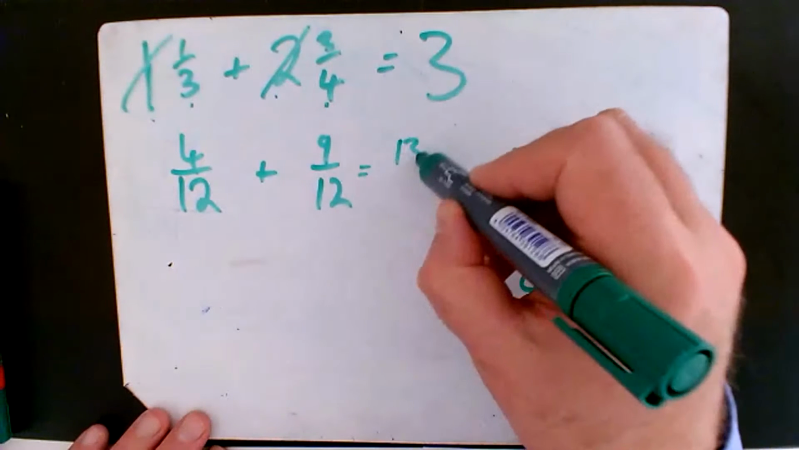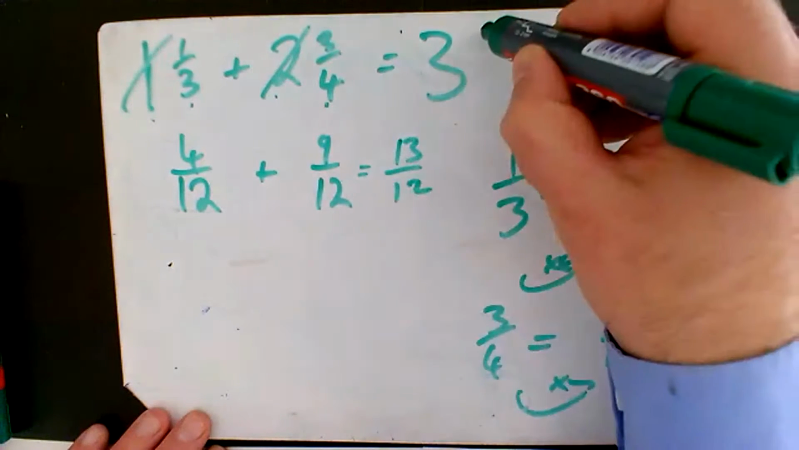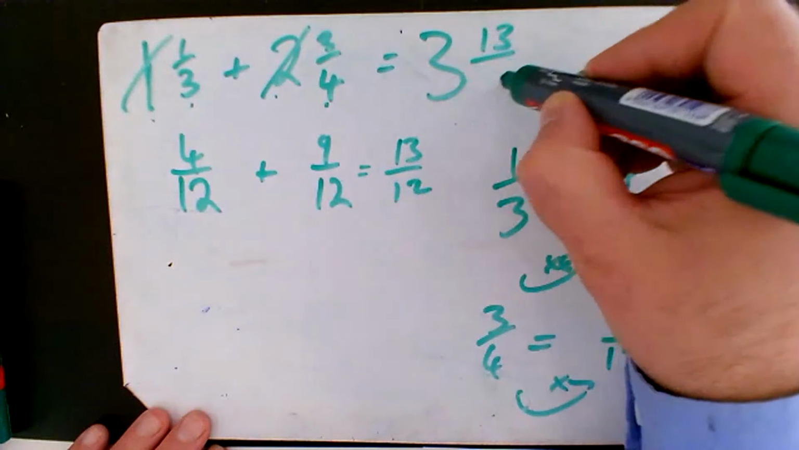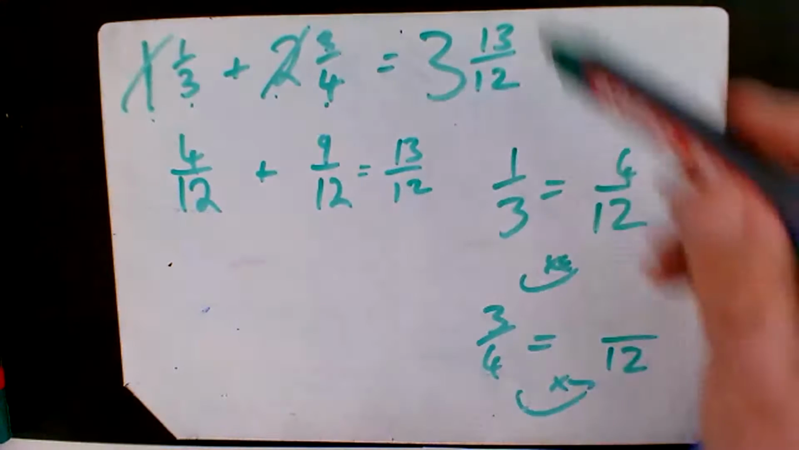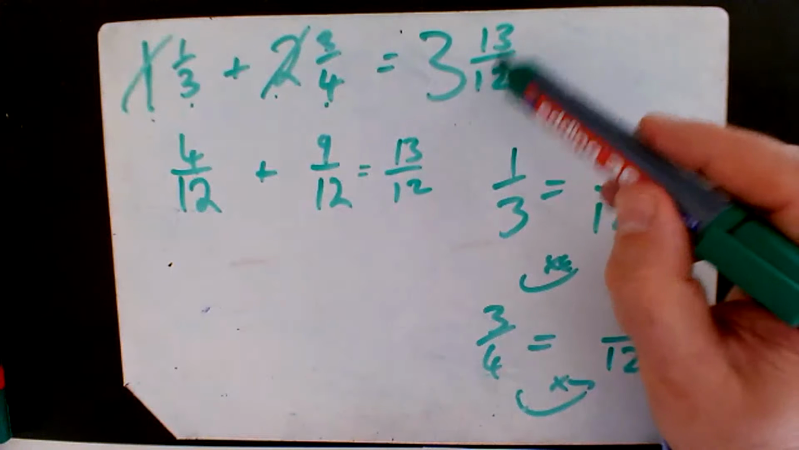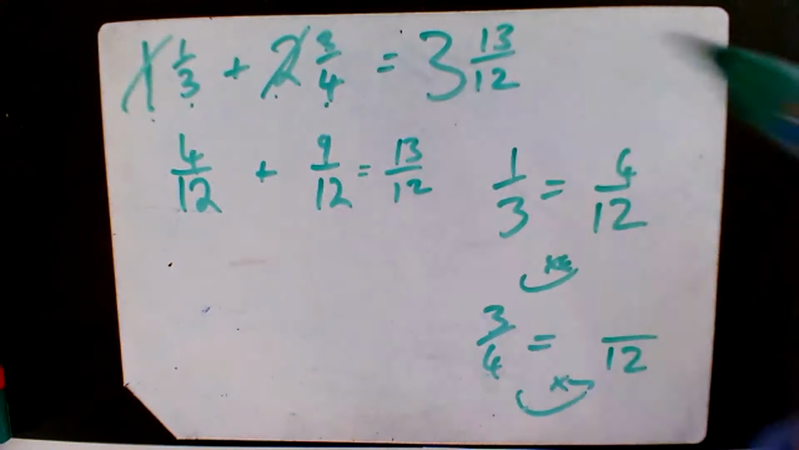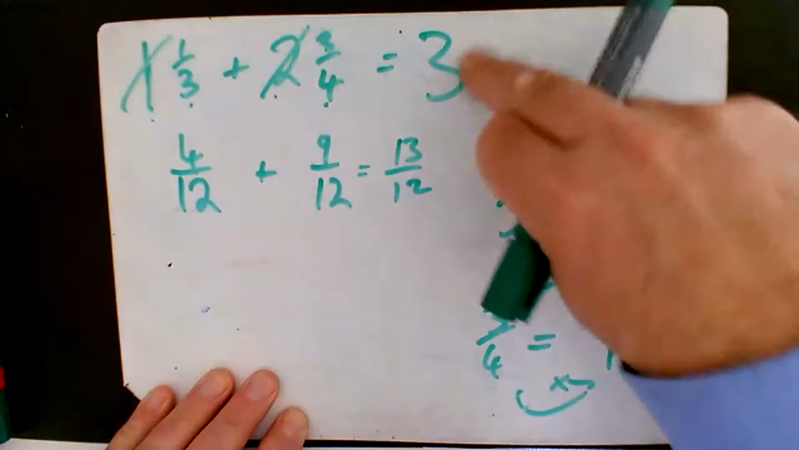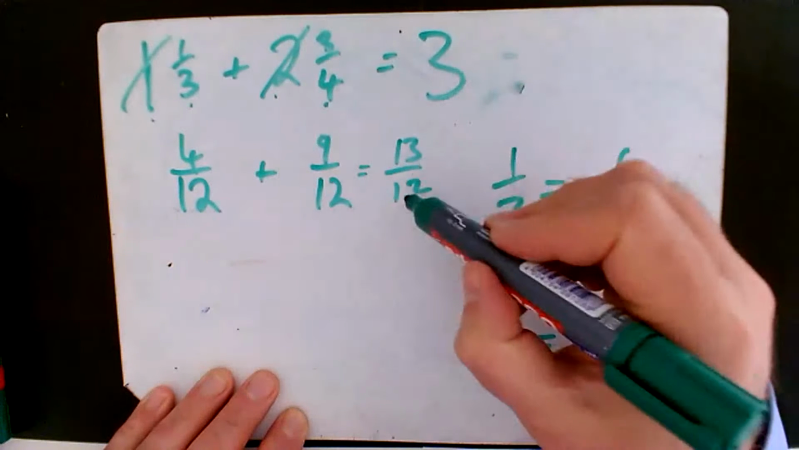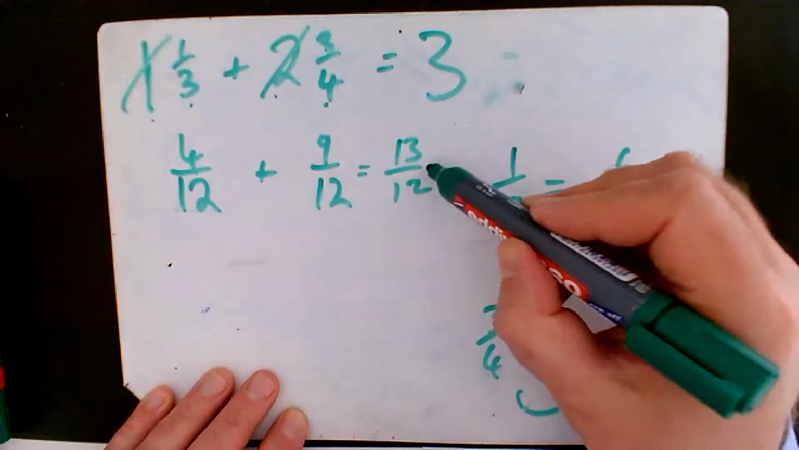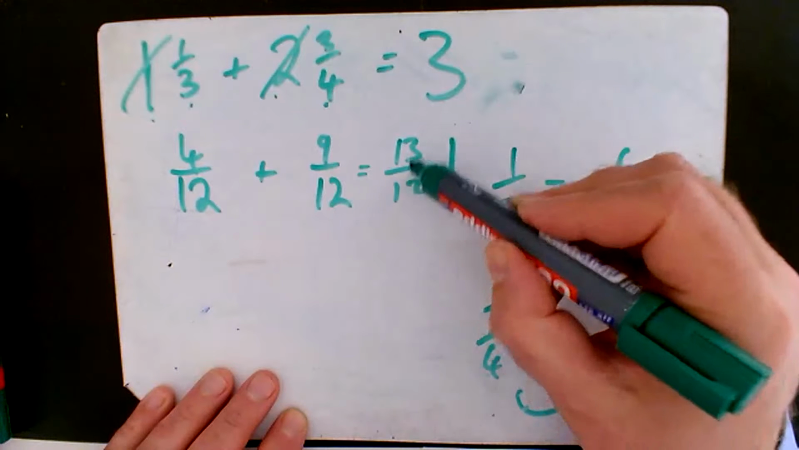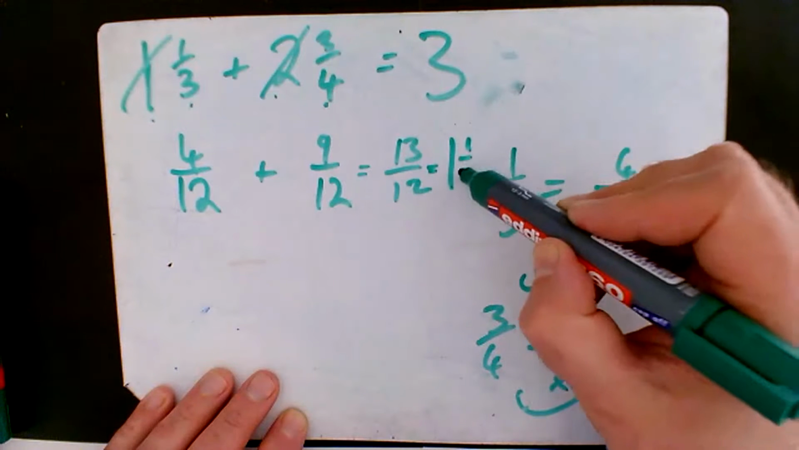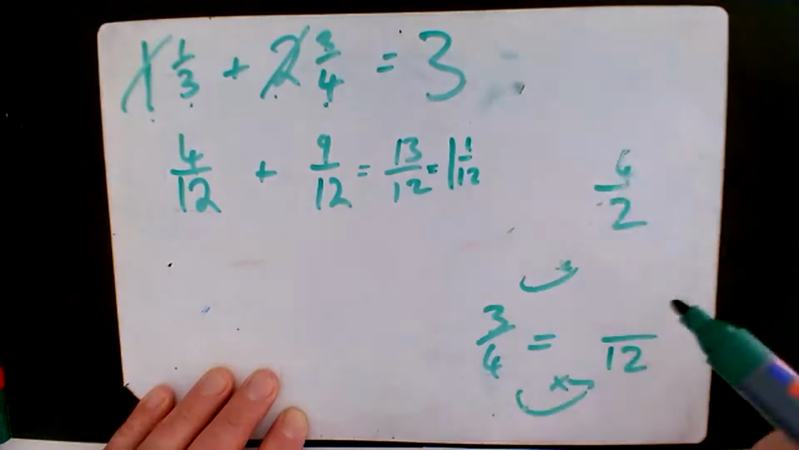So I'm going to add this up and it comes to 13 12ths. So I'm just going to put that there. So 3 and 13 12ths. But 13 12ths is an improper fraction, isn't it? Okay. So why don't I turn that into, I'm going to turn the 13 12ths into 1. How many 12s in 13? 1 and 1 12th. Okay, 1 and 1 12th.